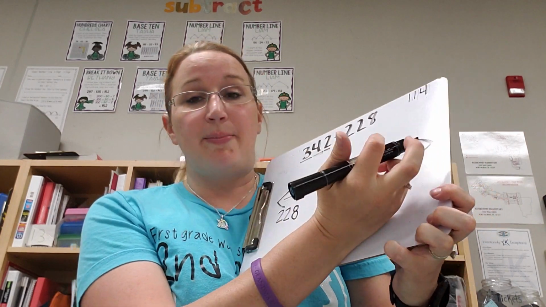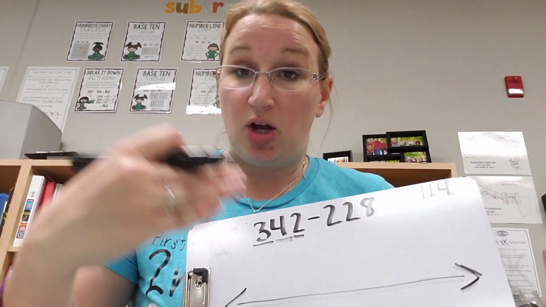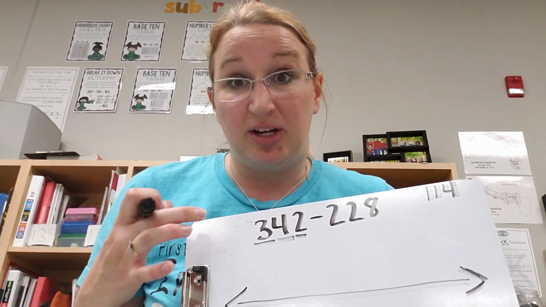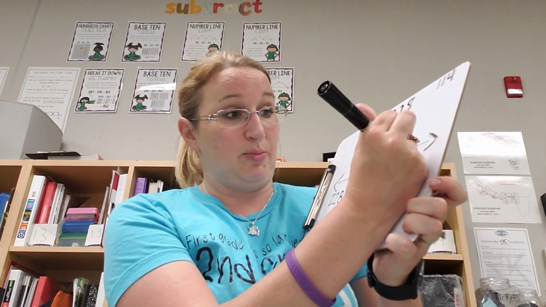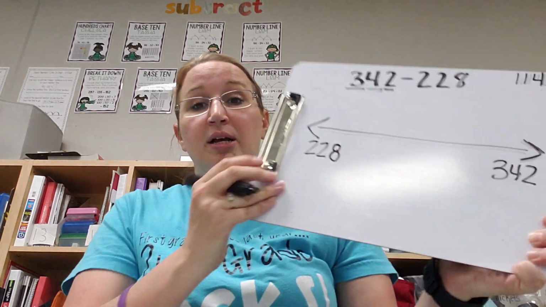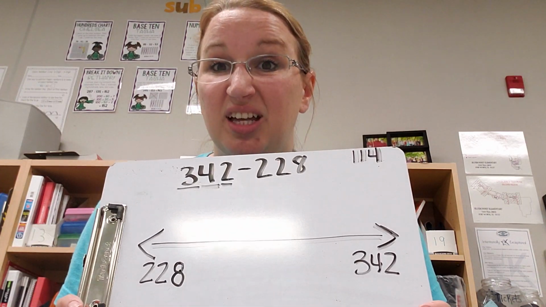228. My bigger number is my stop sign. Can't go past that number. Can't get anything bigger. That's my total. That's the biggest number I got. I can't get past it, so that's going to be my ending point, 342. So my open number line should get here.